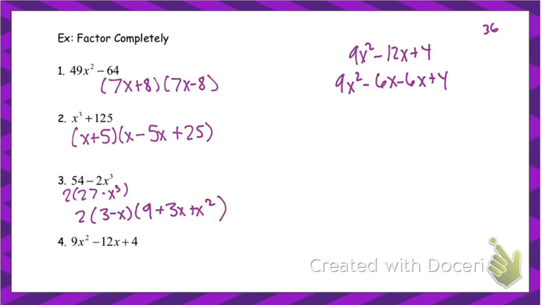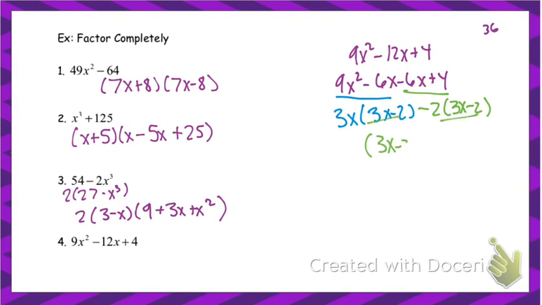Then from here, I'm going to do grouping. I'm going to group these first 2 together. I'm going to take out what's common from those 2 terms, which is 3x, which leaves me with 3x minus 2. Then I'm going to look at the next 2 terms. The sign that's there, I'm going to keep that sign. 2 is common. I'm left with 3x minus 2. So now my last step: whatever's in the parentheses, if that matches, that's my first factor. Everything that's not in the parentheses is my second factor. So that's kind of your long method for this.